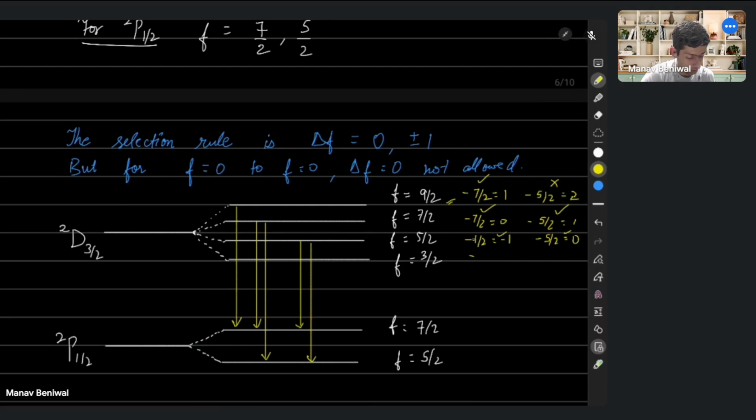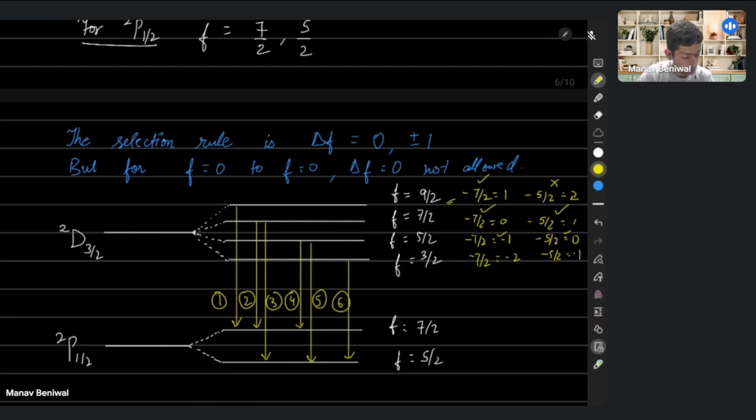Finally, minus 7 by 2 will give us minus 2 and minus 5 by 2 will give us minus 1. So only one transition is allowed. Okay, so total 1, 2, 3, 4, 5 and 6 transitions are possible.